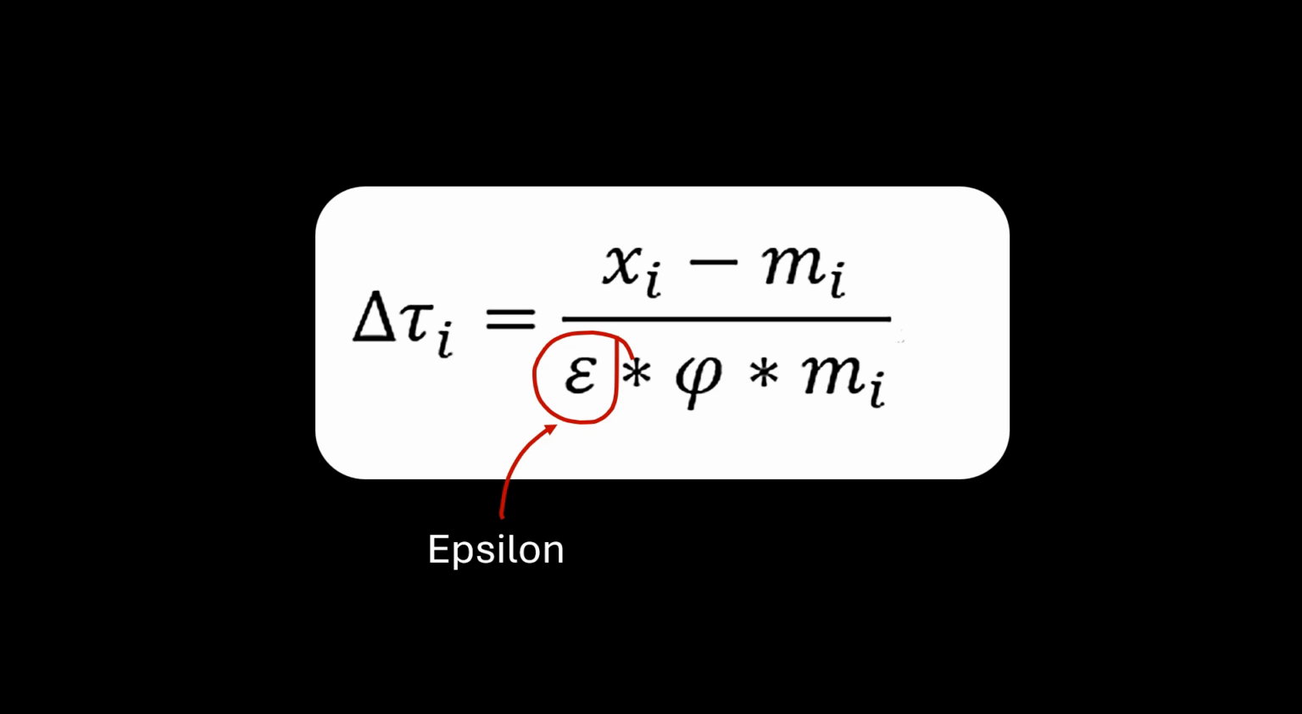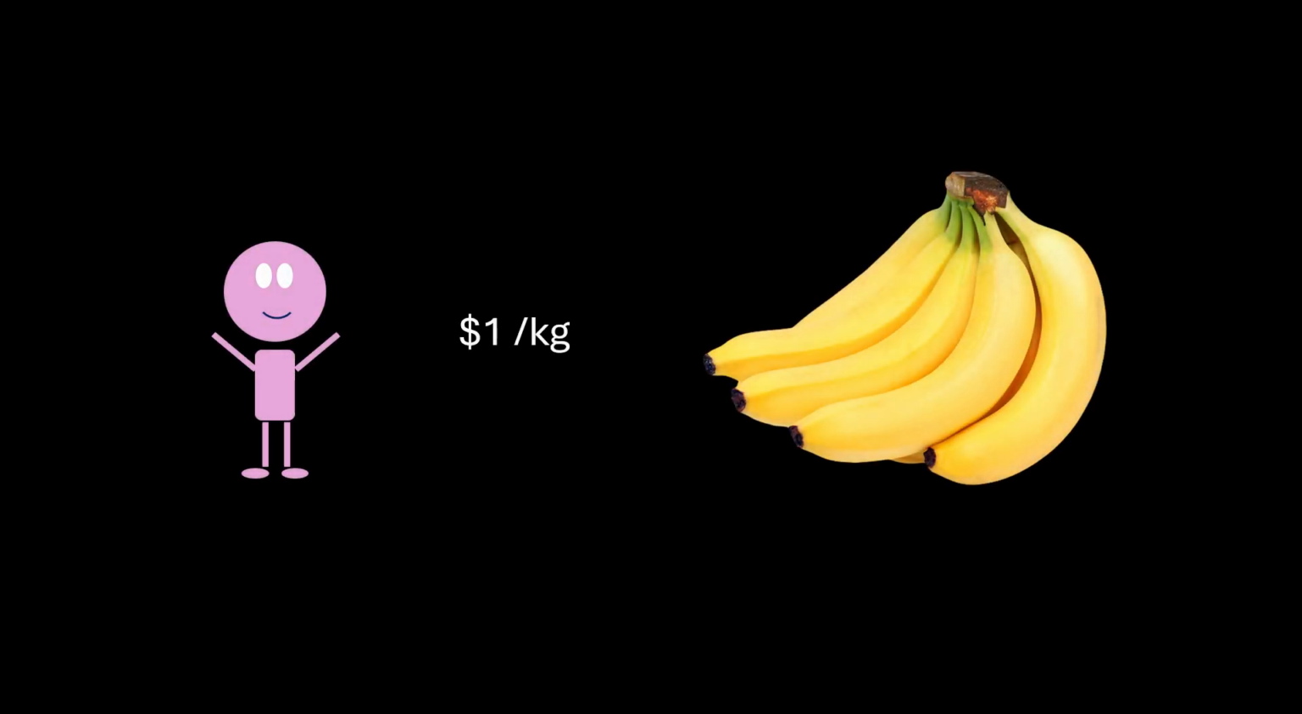And this is another Greek symbol called phi, and this represents the price pass-through to customers, which means how much of the tariff cost is passed on to the customers in the United States. For example, if the United States is importing bananas from India, and before the 26% tariff on India the bananas used to cost $1 per kilogram, then with that 26% tariff, if all the tariff is passed on to the American consumers, the new cost of bananas will be $1.26 per kilogram.